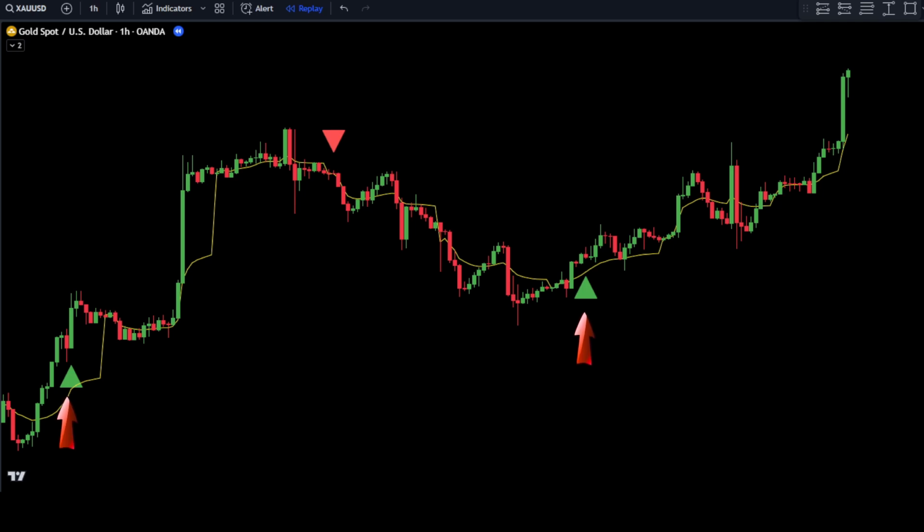If the SMA 10 crosses above the SMA 30, it indicates a buy signal, marked by a green triangle. On the other hand, if the SMA 10 crosses below the SMA 30, it indicates a sell signal, marked by a red triangle. Now, let's discuss how to trade using this indicator.